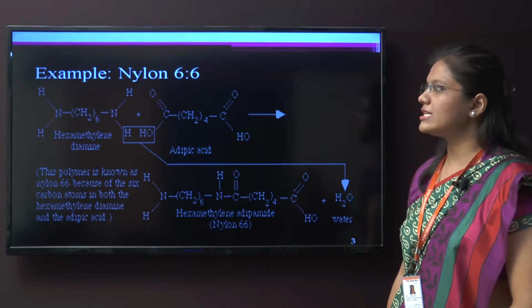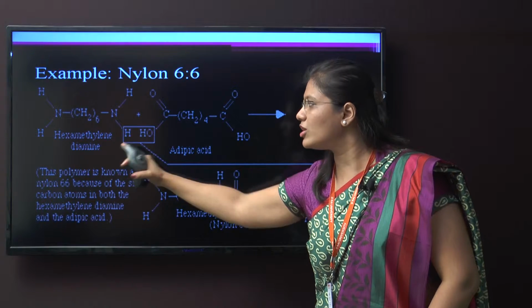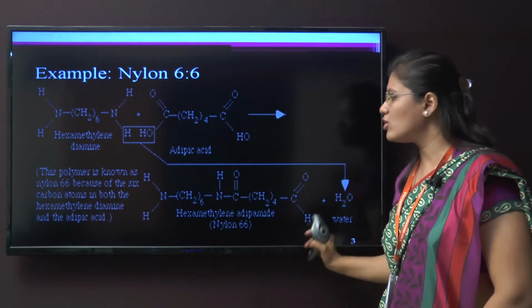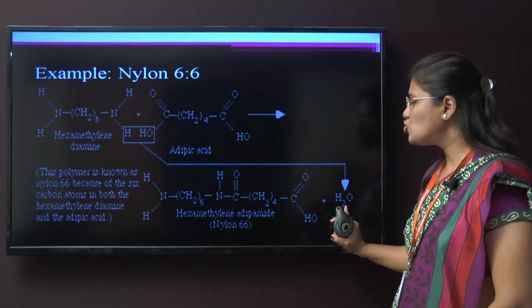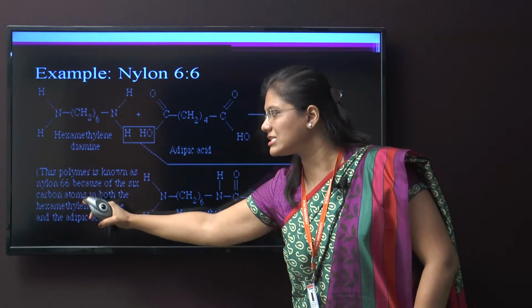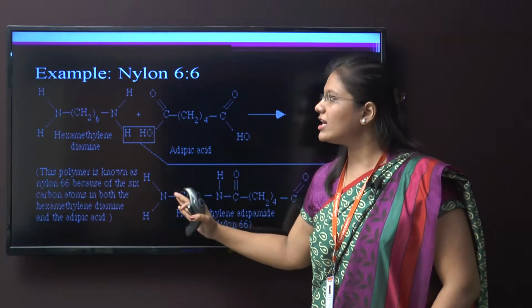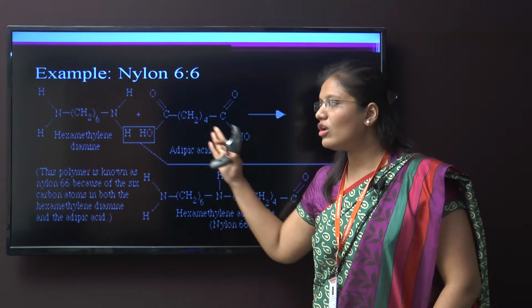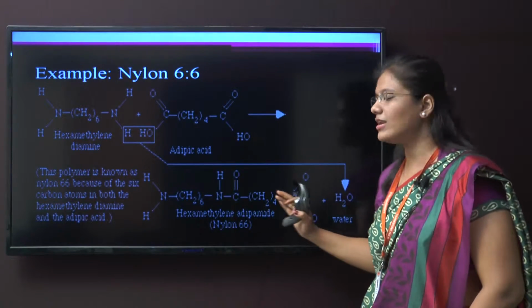For an example, nylon 6:6 is formed by this process. One is hexamethylene diamine molecule, the second one is adipic acid. Both combine together to form nylon 66 or nylon 6:6. Here you can see that an H2 molecule is released. This polymer is known as nylon 66 because of the 6 carbon atoms in both the hexamethylene diamine and the adipic acid. Here you can see that both the monomers are different. In the earlier example the monomers are the same and they all combine together to form one polymer, while here two monomers are different and after that they form one polymer.